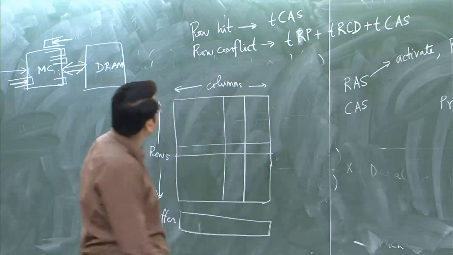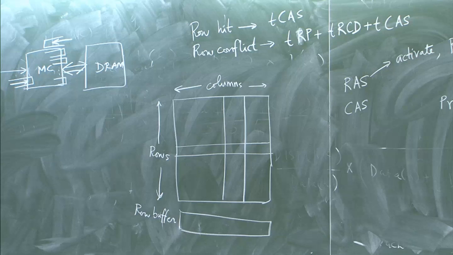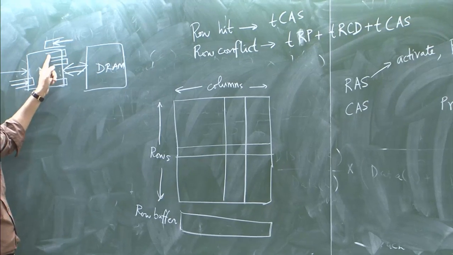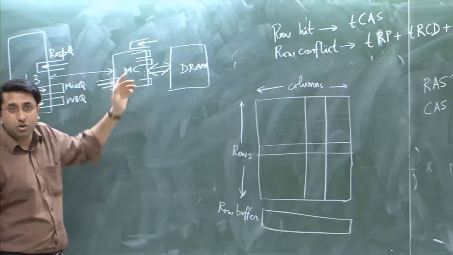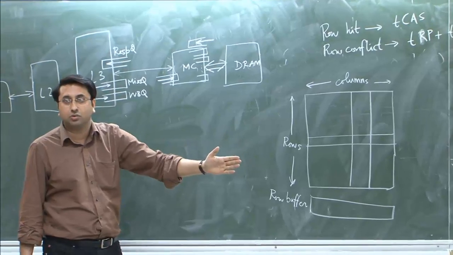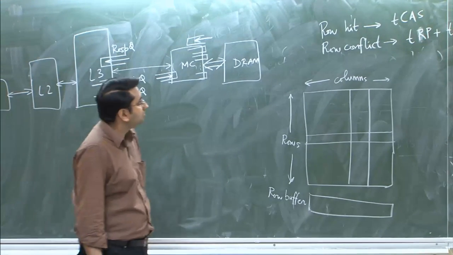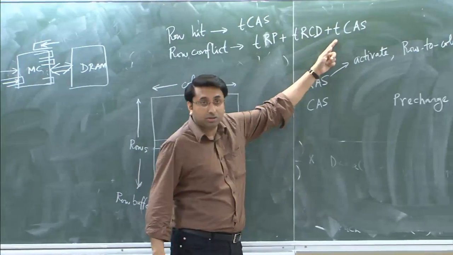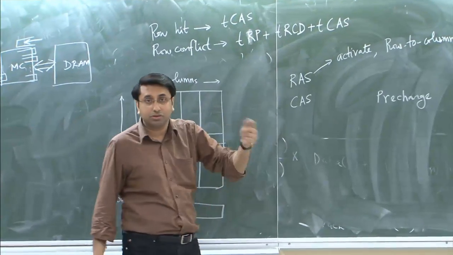That's a row conflict. So you can now clearly see that row conflict time is going to be much higher than your row hit time. So naturally a smart scheduling technique would be to walk this particular bank request queue and cluster all the requests going to the same row ID. Send them one after another. Then for the whole cluster, you will pay the conflict cost only once, and do tCAS for the subsequent requests.